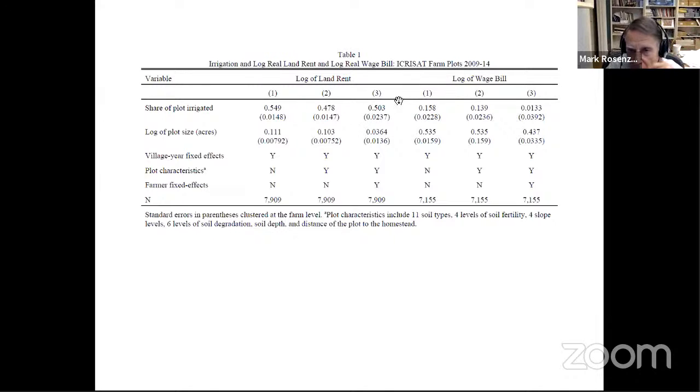Okay, what about log wage bill? Well, when we go to the preferred farmer fixed effects, we find that there is no effect on the wage bill, that an irrigated plot is not hiring any more labor than a non-irrigated plot. It's not only statistically insignificantly different from zero, it's an economically very small number. Okay, so there is no trickle down from irrigation. It benefits the landed for sure and has no benefits for the landless.